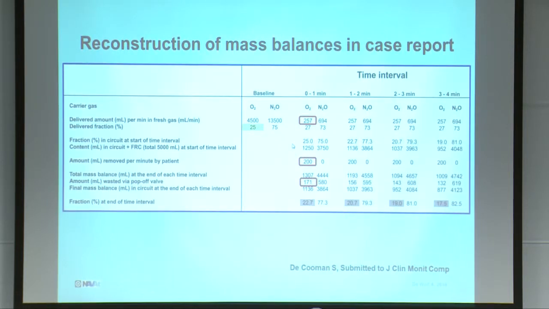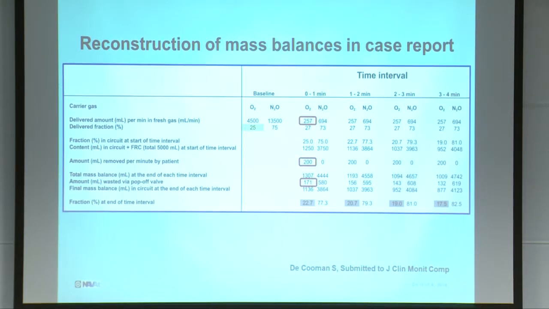If we determine that the amount of oxygen removed by the patient is about 200 mLs per minute, and you can argue about this number, maybe it should be closer to 150, but anyhow in this reconstruction of the mass balances we chose 200 mLs per minute, then we can calculate how much is lost through the pop-off valve if we assume that there is no loss of nitrous oxide, because nitrous oxide is still fully saturated in the tissues. So there is no uptake of nitrous oxide. Then we can see that the mass balance for oxygen is that we have 257 mL going into the system and 371 mL going out of the system.